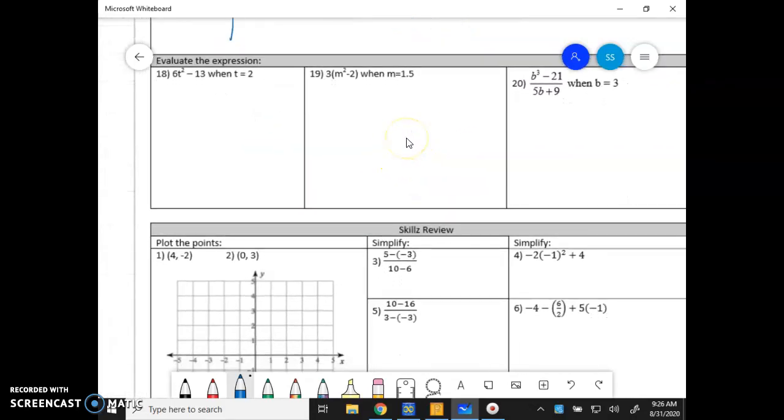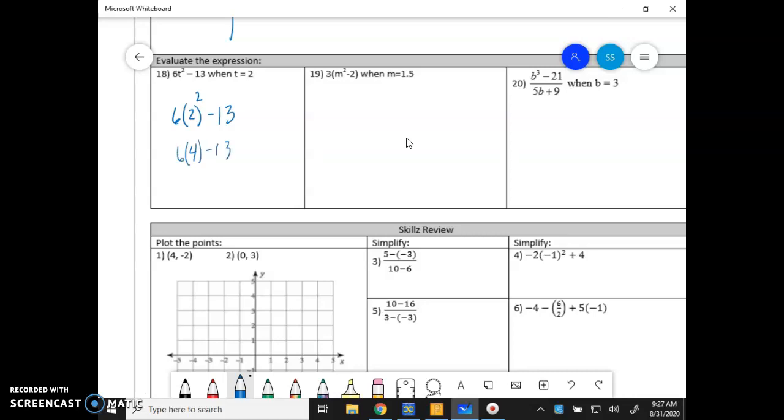Okay, moving on. 18. And let's see, which one do I want to do? 18 looks not too difficult. Let's just do it. So t is 2. So first of all, we have to substitute that t out. So let's just write the 2 in parentheses. Do not forget to square it. And then minus 13. So we have exponents, we got multiplication, and we have subtraction. So we need to square first. 2 squared is 4.